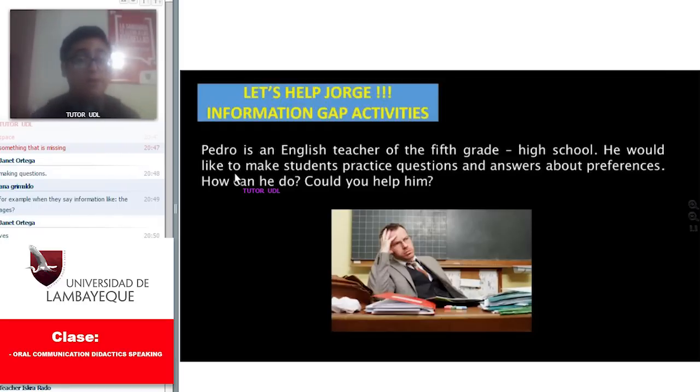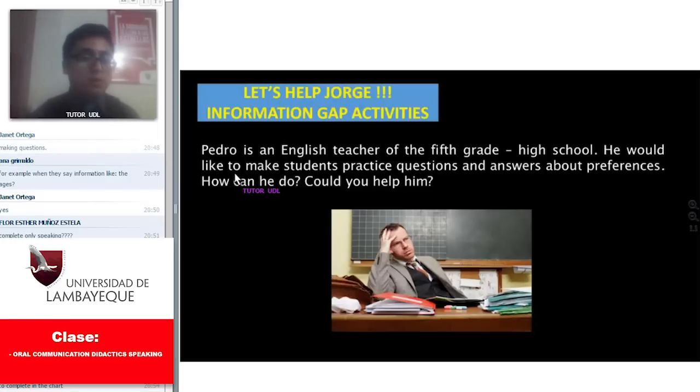Yeah, to complete the chart, but remember, most of the time, I recommend you to use information gap activities in the speaking part. It works a lot, because you make students speak as much as they can in order to get the information. It is not easy at the beginning, but if you practice with them, little by little, they will do it better.